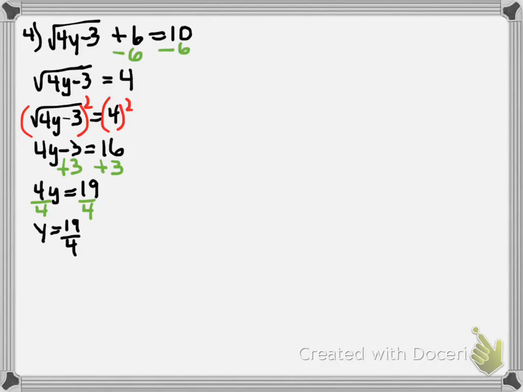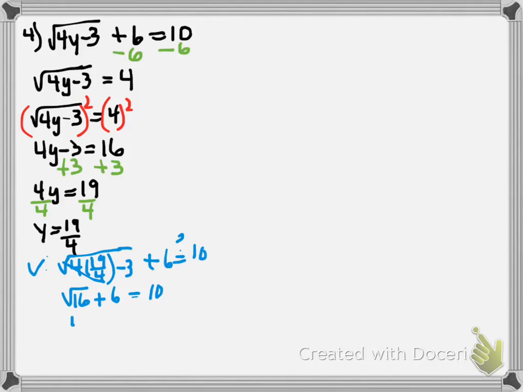Now at first you might be saying, wow, I don't see how we could possibly get that answer, but that's what the check is all about. So we have 4 times 19 fourths minus 3, the square root of that, plus 6. Does that equal 10? Well, the 4's cancel, leaving me with 19 take away 3, which is 16. Square root of 16 is 4, and 4 plus 6 does give me 10. So since that's true, it is going to be possible that we may get fractional answers on our questions. Okay. All right, a little bit more complicated.